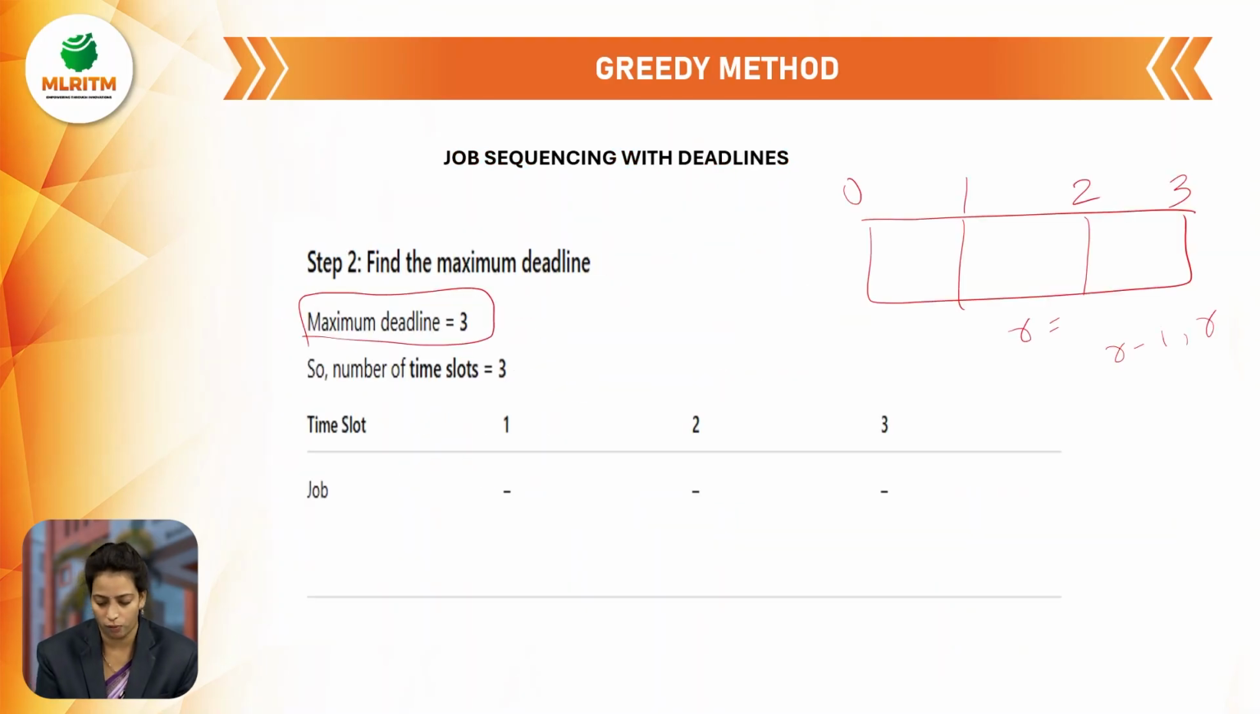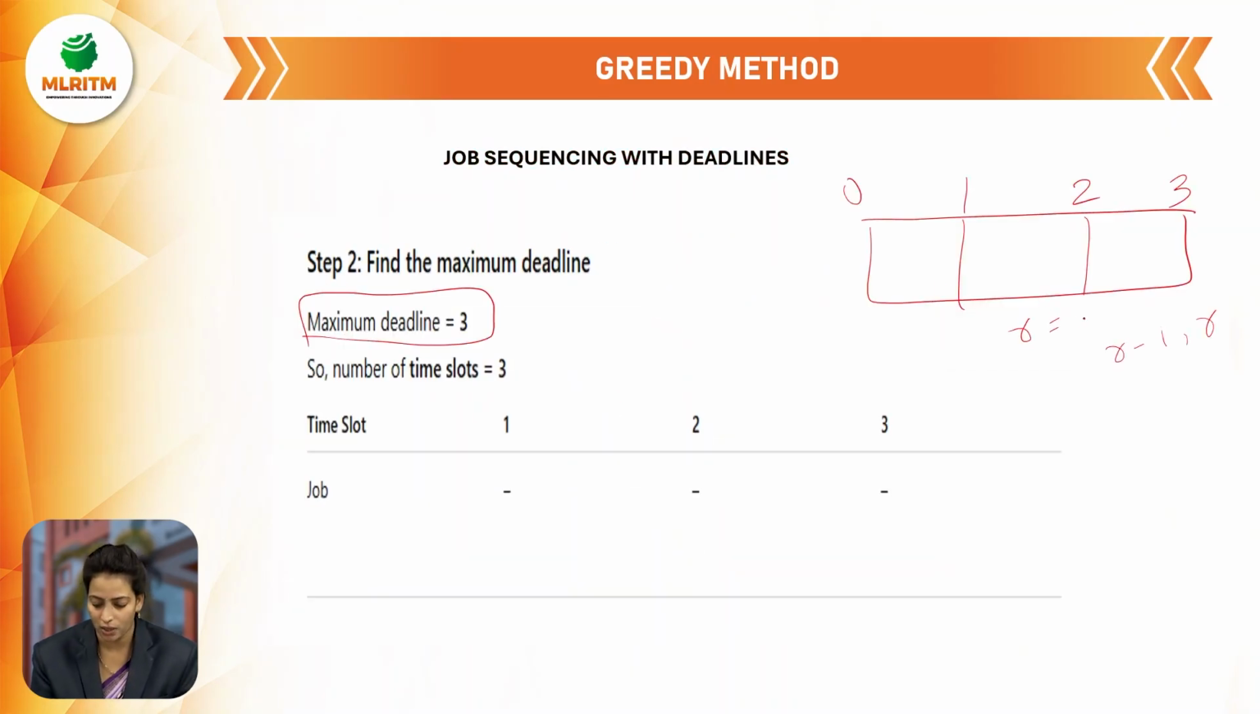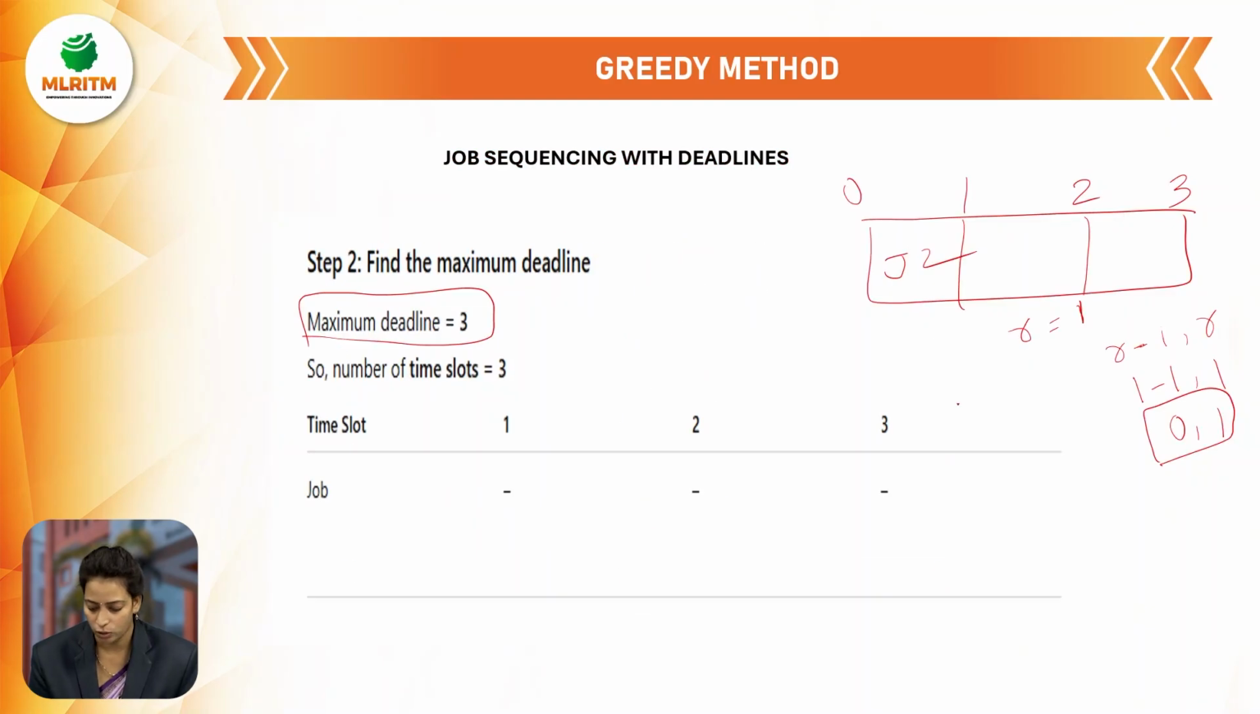So what is the deadline of J2? 1. So what is the value of r? r equal to 1. What is the formula to allocate jobs to the corresponding time slot? r minus 1 comma r. So 1 minus 1 comma 1, that is 0 comma 1. So in 0 comma 1, we assign J2. What is the profit of J2? 100. So J2 is 100 plus.